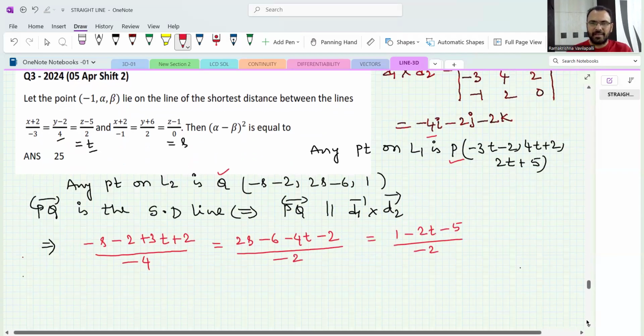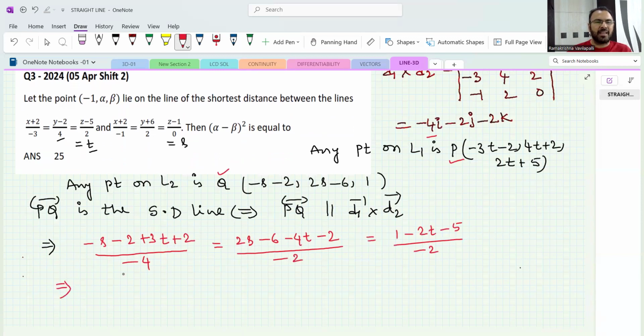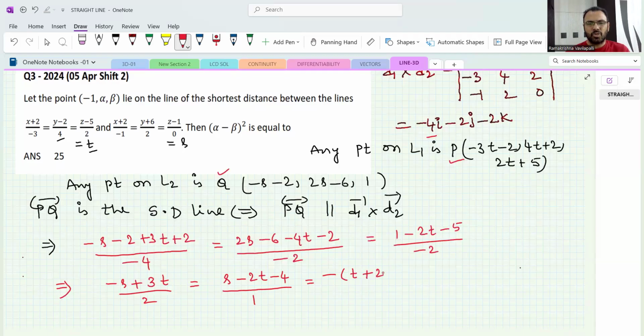In fact, you can cancel the negative sign. I'll rewrite the equations. So (minus S plus 3T) by 2 equal to (2S minus 2T). I can cancel that 2 here. So (S minus 2T minus 4) by 1 is equal to, here also I can cancel, negative of (T plus 2) by 1. Here I will get 4. In the middle part I have cancelled 2, and in the last part also I have cancelled 2.